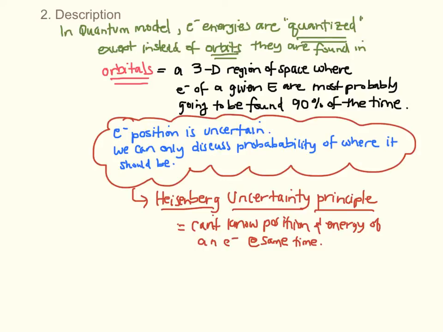And this is basically the Heisenberg uncertainty principle. Remember we talked about Heisenberg earlier. His uncertainty principle basically said the same thing, that you can't know the position of an electron and its energy at the same time. You can either know one or the other, but not both at the same time. So all we can really do is discuss the probability of finding an electron of a certain energy in a certain region of space.